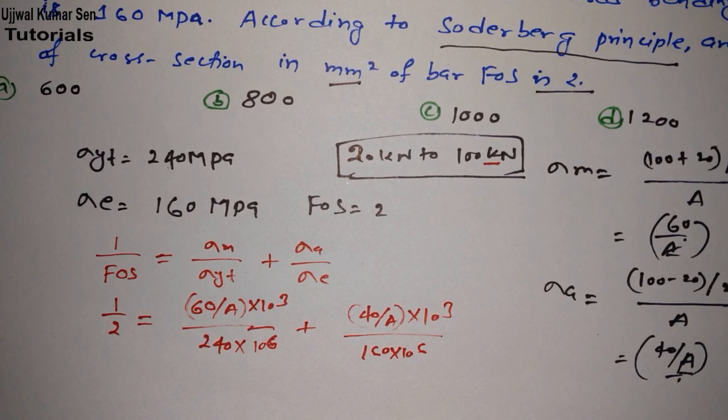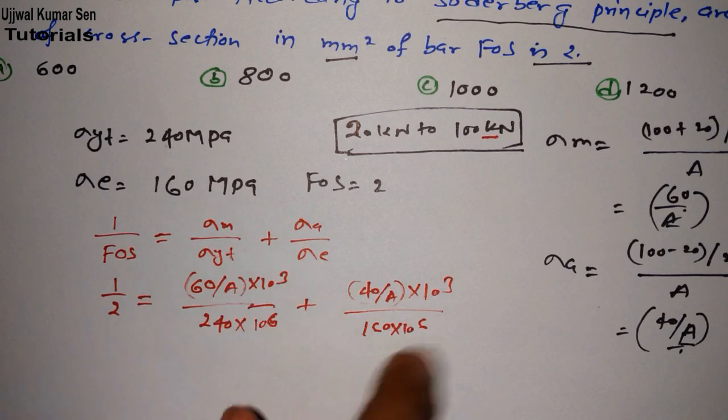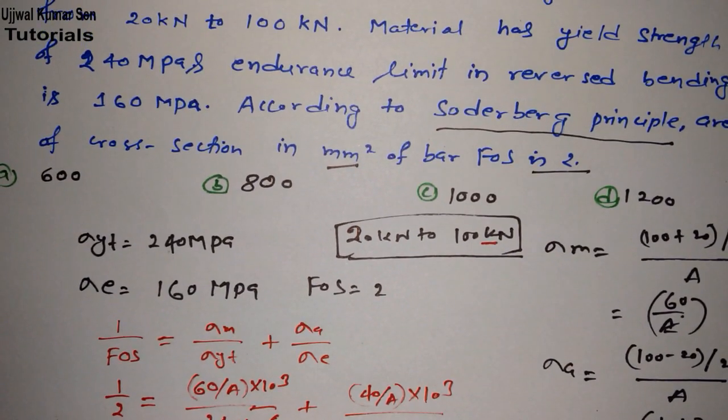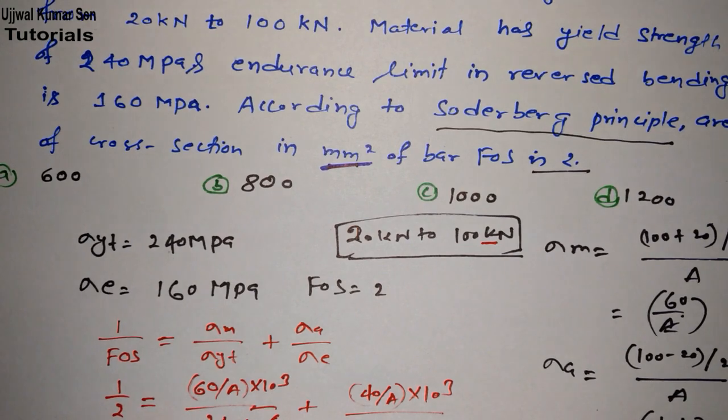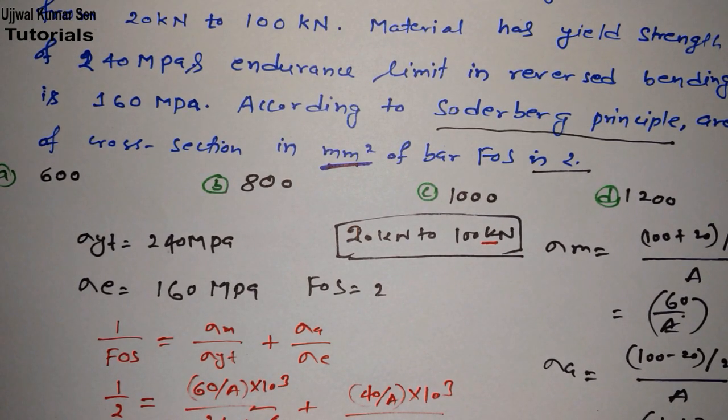Alright, now we just have to simplify this equation. We need to get the answer for A. But one thing here is that they have asked us to find the area in mm square. We have to notice that, right? So first of all, we will find the area in meter square, then we will convert it into mm square.